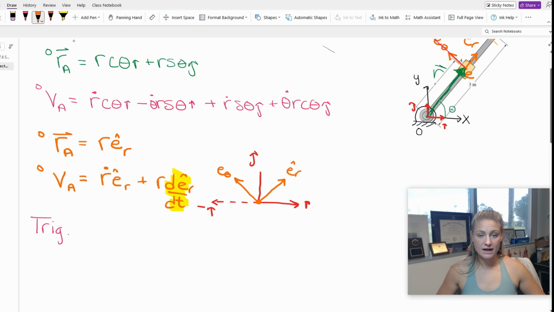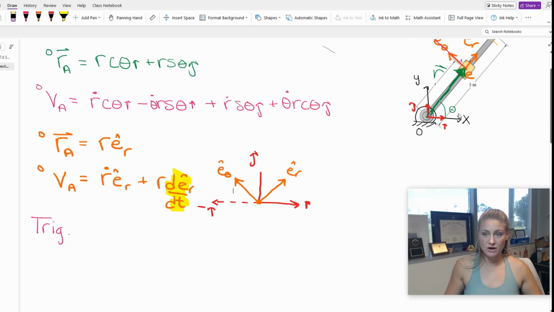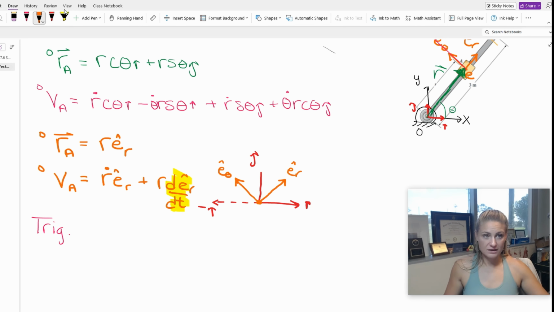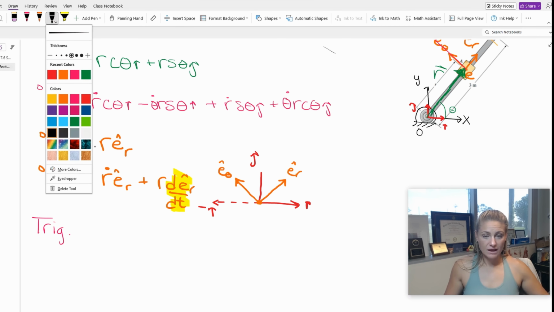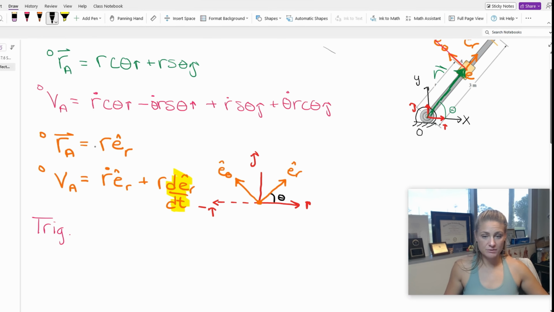Now, I know that one frame is just rotated by a certain degree. And if I look at our original drawing, that angle between the axis I and the axis e_r is theta. It's angle theta. So I'm going to put on here angle theta. And because of geometry, and that this is 90 degrees from here and this is 90 degrees from here, that means that this has to also be theta.